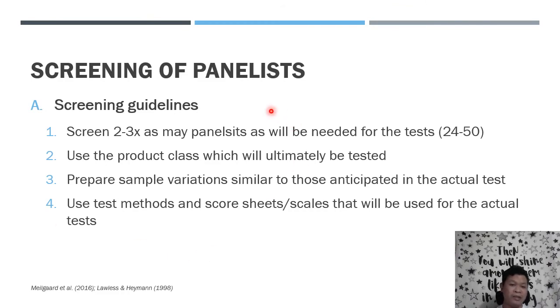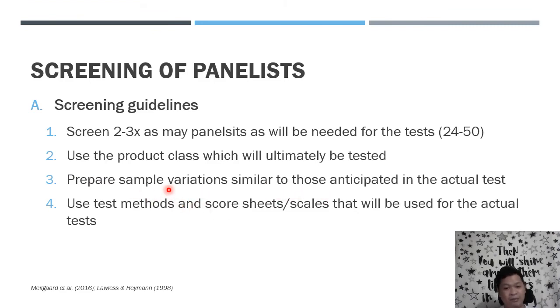And you want to use the product class that should ultimately be tested. Yun nga, so kung VCO yan, screening pa lang VCO na para magkaalaman na. Hindi yung pag nag-screen ka, ang gagamitin mo para makatipid, canola oil, yung mga flavor notes na hinahanap mo, wala naman lahat dun. Okay, and yun nga, so you should prepare the sample variation similar to those in the actual test. It may be the same, pwede rin hindi. Siyempre, kung may mga brand yan, di pwede kang gumamit ng ibang brand na wala dun sa test. Okay, para hindi naman exactly the same in samples.